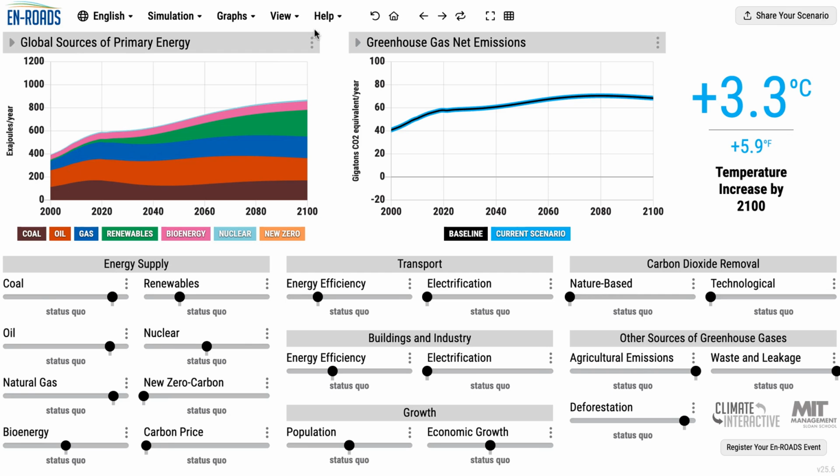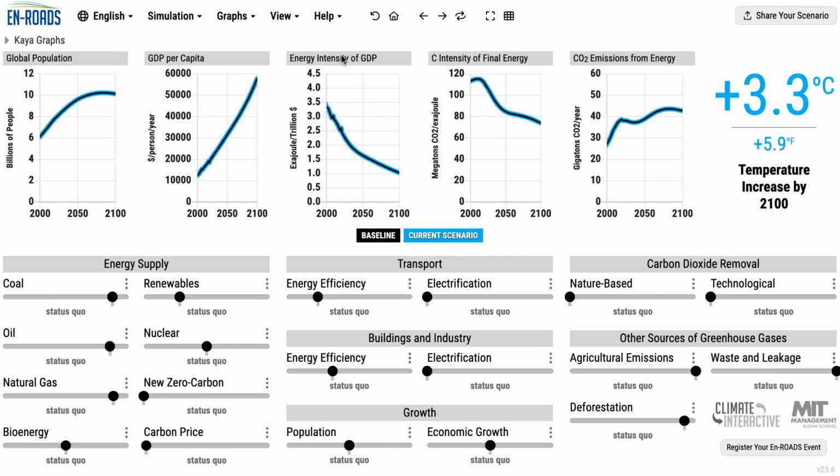Under view, Kaya graphs that we can look at to figure out what's going on with the drivers of CO2 emissions in the model. The basic equation is this. It says that these four factors here in these graphs multiplied together equal the fifth. That is global population times the GDP per capita per person times the energy intensity of GDP times the carbon intensity of final energy use. Those things multiplied by each other equals CO2 emissions from energy, the fifth factor.